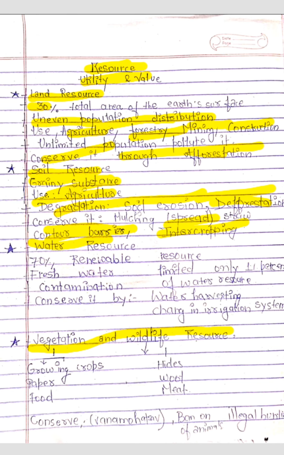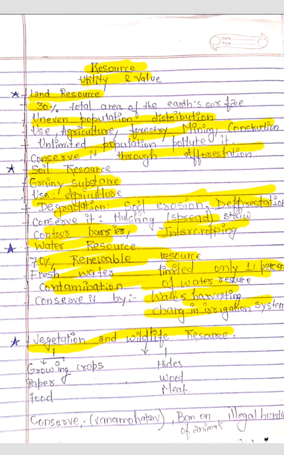And third is the water resource. Water is a renewable resource. How is it renewable, and is it present in unlimited amounts? Then why is it important for us to study it? Because fresh water, which is used for human consumption, is present only 1%. Nowadays it also faces many problems due to rising population, which leads to contamination of the water resource. So we need to preserve and conserve it by water harvesting and by changing the irrigation system, like drip and sprinkler systems.